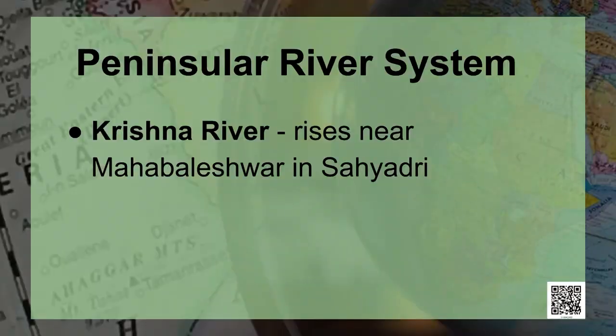Next river is the Krishna river. It is the second largest east flowing peninsular river which rises near Mahabaleshwar in Sahyadri. Try to find out where Mahabaleshwar is. The total length of the Krishna river is 1401 km. The Koyna, Tungabhadra and Bhima are the major tributaries.